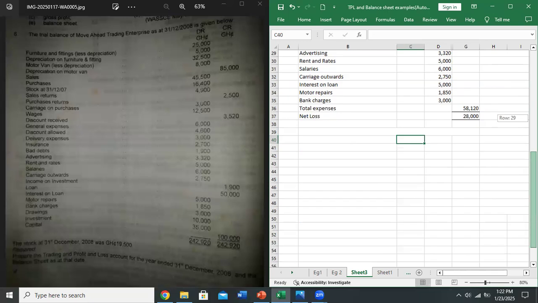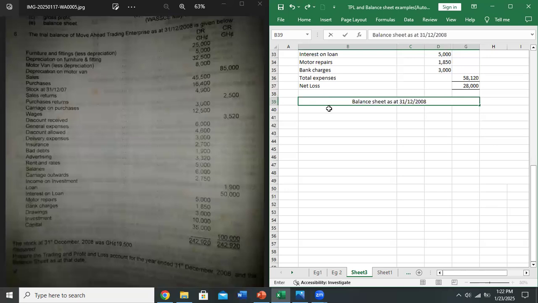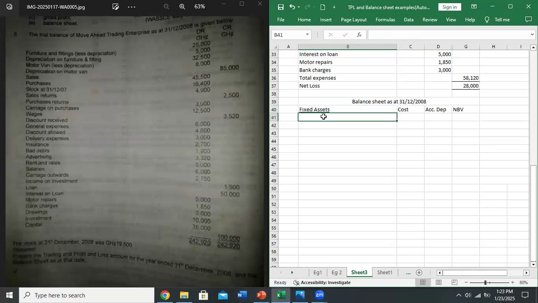Okay, quickly let's go through the balance sheet. So balance sheet as at 31st December 2008. So we start with our fixed assets, showing the cost, accumulated depreciation, and net book value, NBV. Now, most of our fixed assets have been adjusted with the depreciation already. Okay, so we can put the NBV straight away there, or you can show the cost.